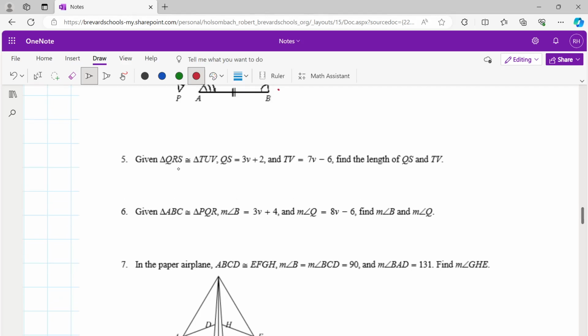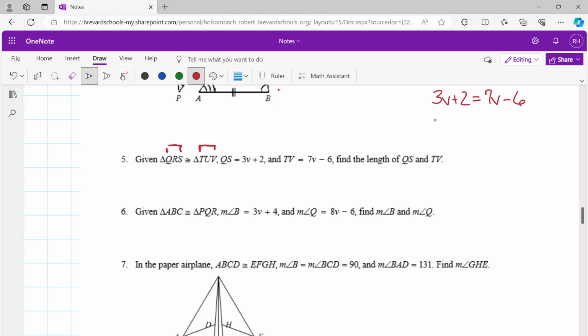All right, in problem number 5, triangle QRS is congruent to triangle TUV. They tell you that QS is 3V plus 2. Well, QS is the first and last letter in the description, right? T to V is 7V minus 6. T and V are the first and last vertices in the description. So 3V plus 2 is equal to 7V minus 6.